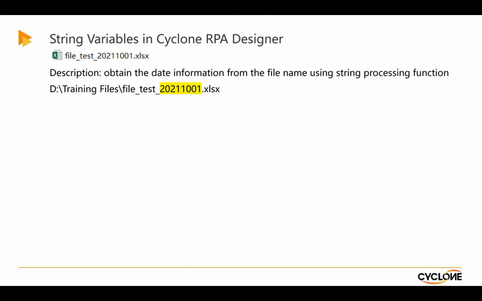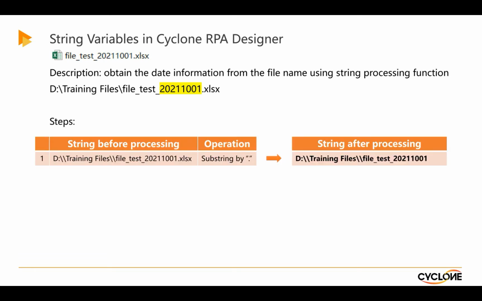Now, let's use Cyclone RPA Designer to develop the process. First, let's design the steps of the processing. Step 1, we will use the substring function to get the part before the dot, and the rest should be discarded. Now we can develop this step in Designer.